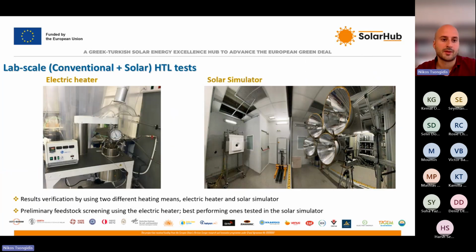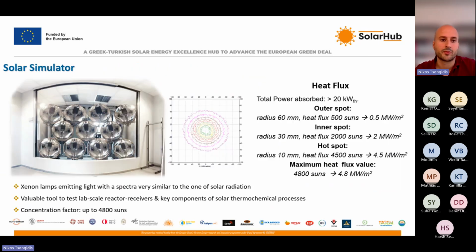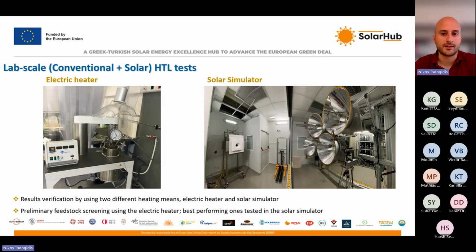So here are some details on our lab scale HTL tests. The idea is that first, as I told you, we perform all the tests on the electric heater, and then we move on to the solar simulator. So the idea, of course, is to test some of the parameters that are tested in the electrically heated system unit, then to also replicate them on the solar simulator.